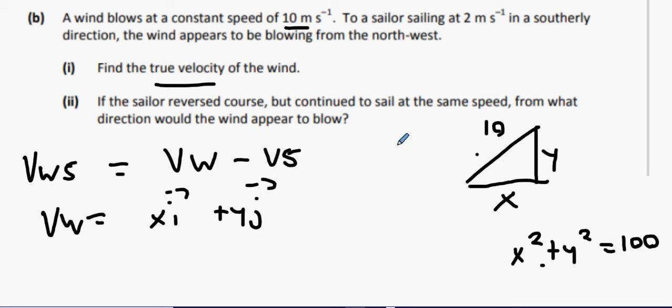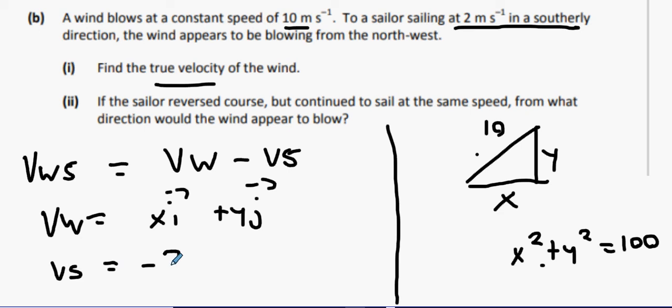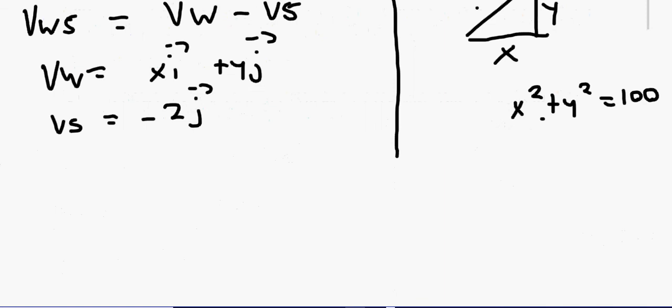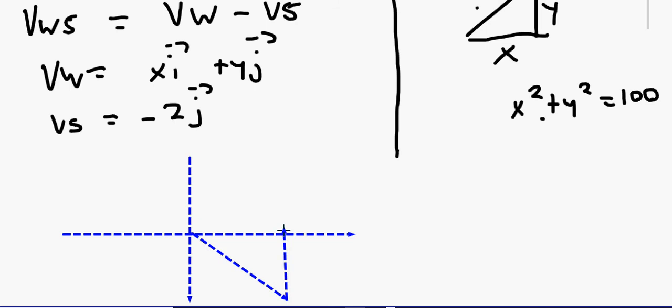Then you go down, okay, no bother, to a sailor sailing in a southerly direction. So velocity of the sailor is minus 2j. You cool with that? Wind appears to be blowing from northwest. What does that actually mean it's going? It means the wind is actually blowing southeast. Now, the wind is actually blowing southeast at 45 degrees.